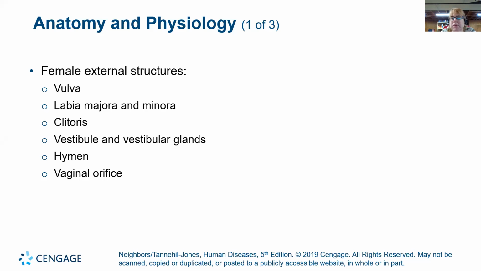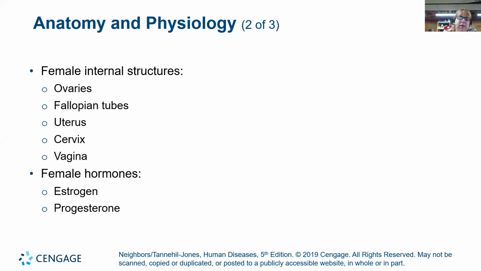So I think most of you are familiar with the anatomy and physiology of both the male and female sexual organs, and just keep in mind that some are external. This is a list of the female external structures. These are ones you can see without doing a scan or without doing an internal examination. The internal structures of a female include the ovary, the fallopian tubes, the uterus, the cervix, and the vagina. And the two most important female hormones are estrogen and progesterone.